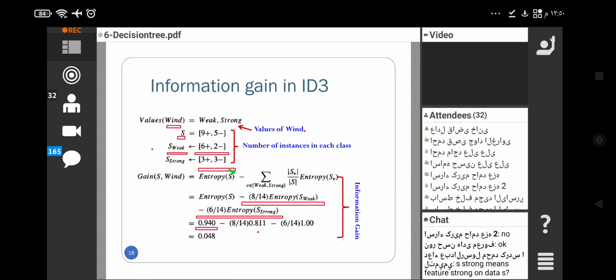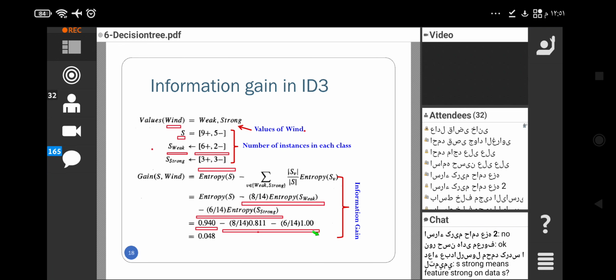Okay, so we put it in the formula. 0.94 minus 8 divided by 14, 0.8, and 6 divided by 14, 1. Multiply by 1. Okay, as I said, this part we are calculating the entropy on a specific attribute.